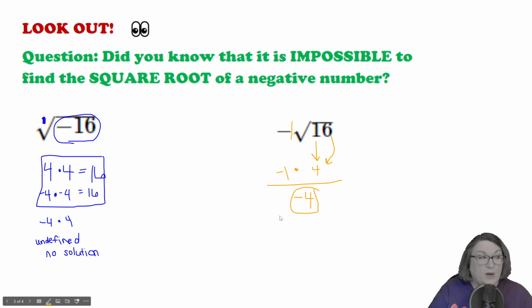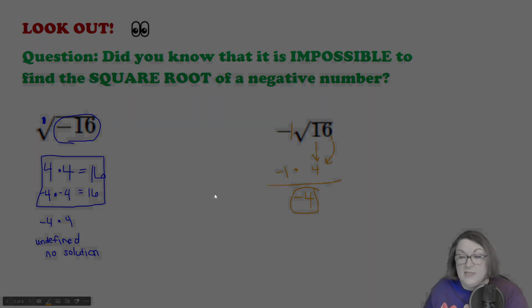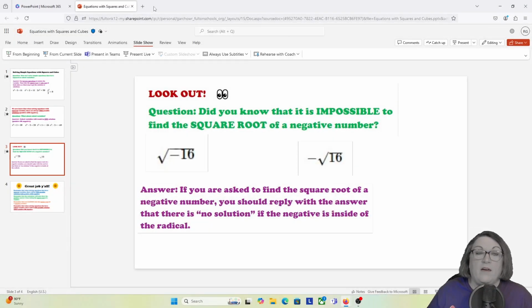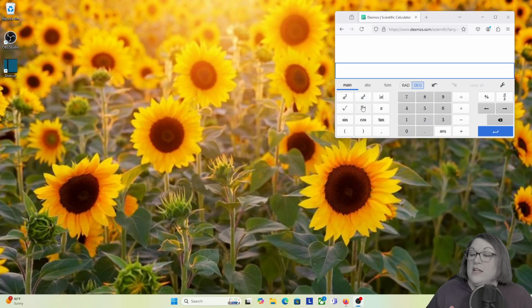Okay, before we do a review, let me go to Desmos so I can show you a little bit of that. There we go. Okay, so let's try. This is the square root symbol. If you're using your Desmos, you're going to want to click that.